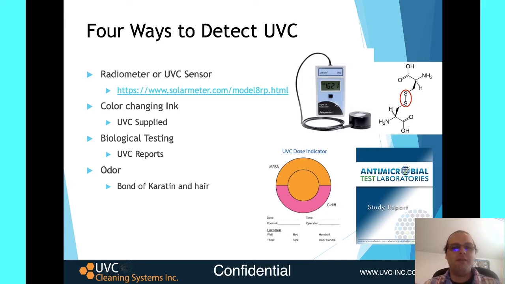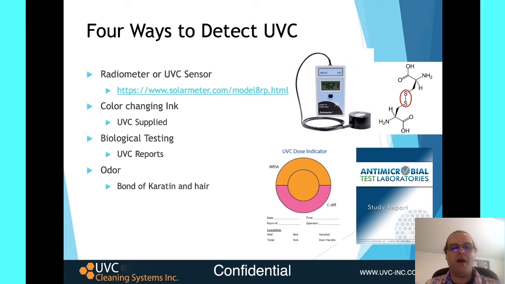There are 4 ways to detect UVC. The first is using a radiometer or UVC sensor. These are actually integrated into some of our products to measure the output of the device. But you can also get standalone devices that you can point and shoot or even measure with an SD card and record over time.